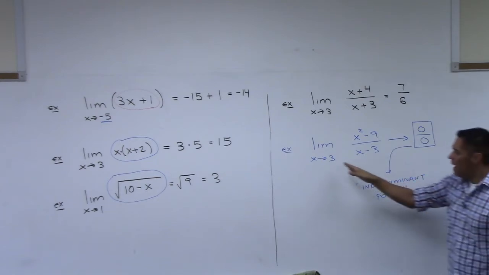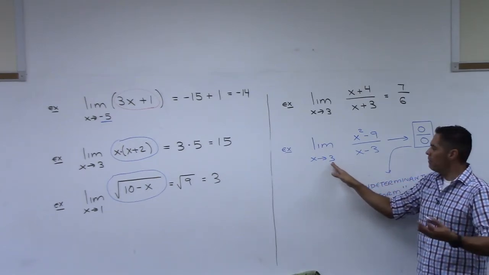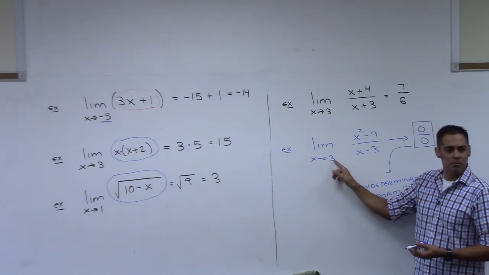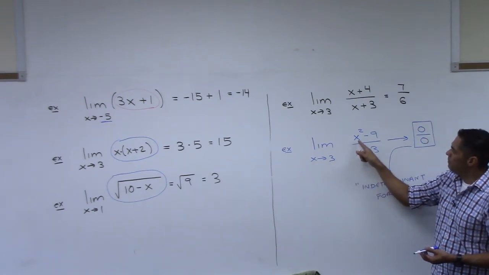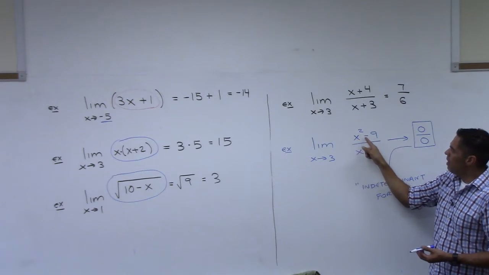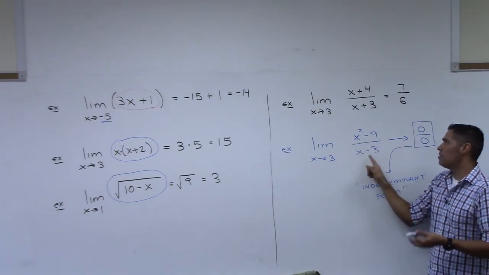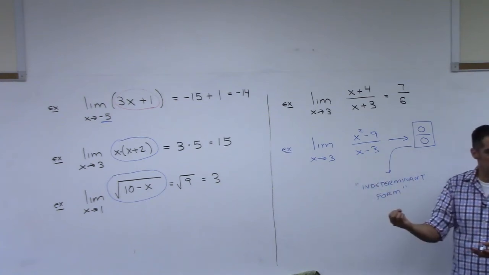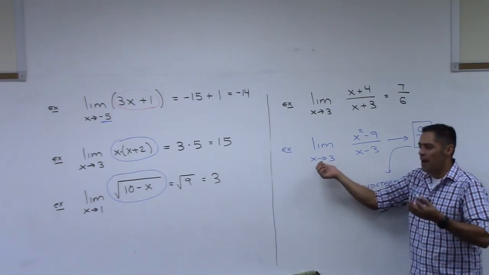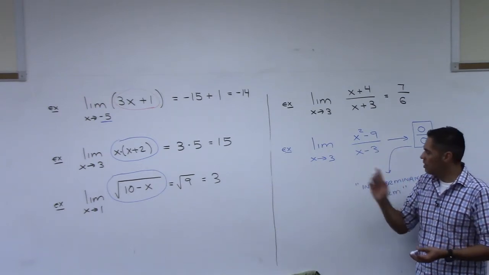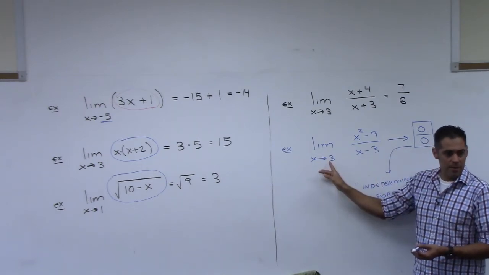I know there's something very bad happening at 3. Now, would there have been something bad happening if I said let x approach 2? What would it be on top? 4 minus 9 would be negative 5 on top. And then 2 minus 3 down here is negative 1. So you get an answer, wouldn't you? If I asked you to approach 5, you would get an answer. No problems. The only point that causes an issue is if I approach 3.